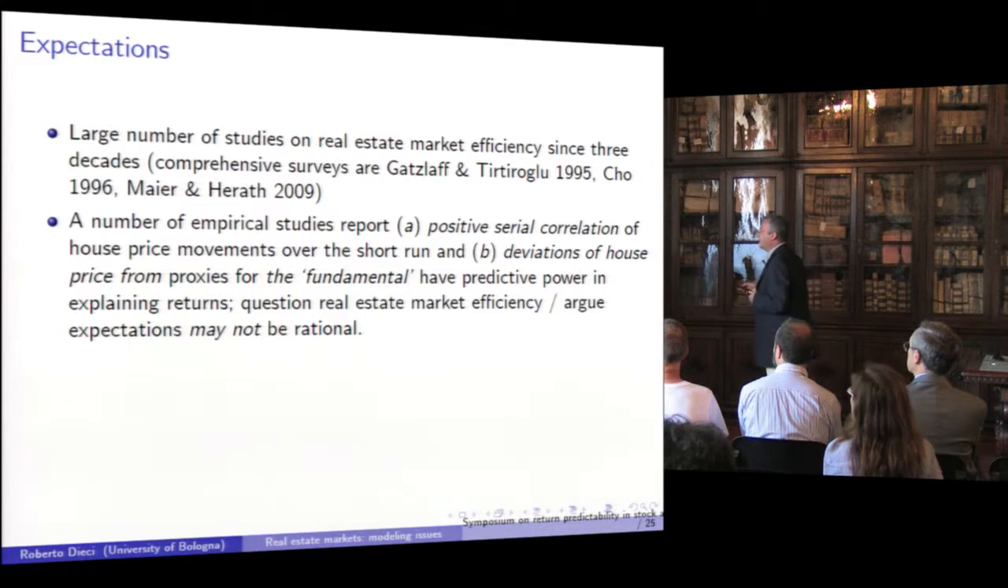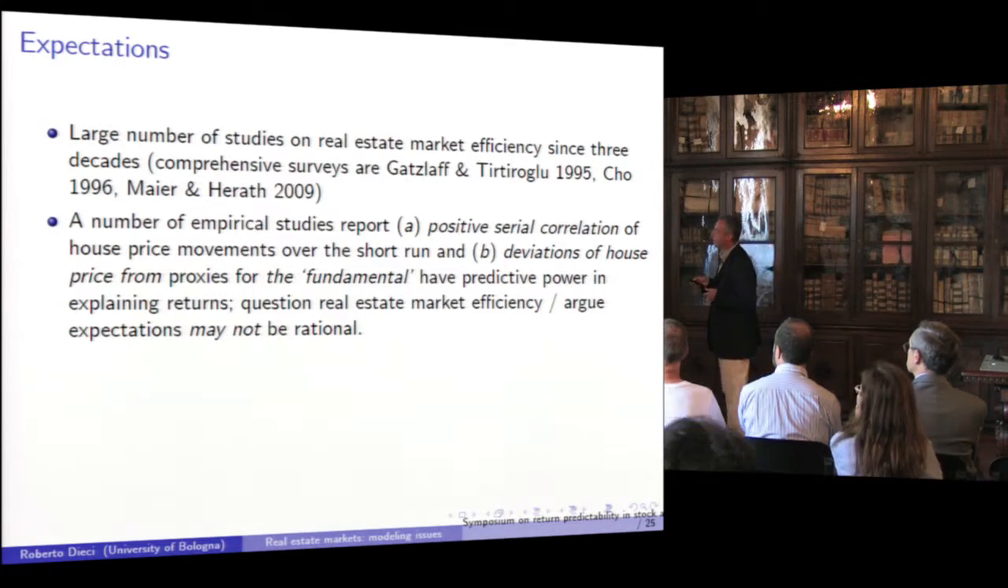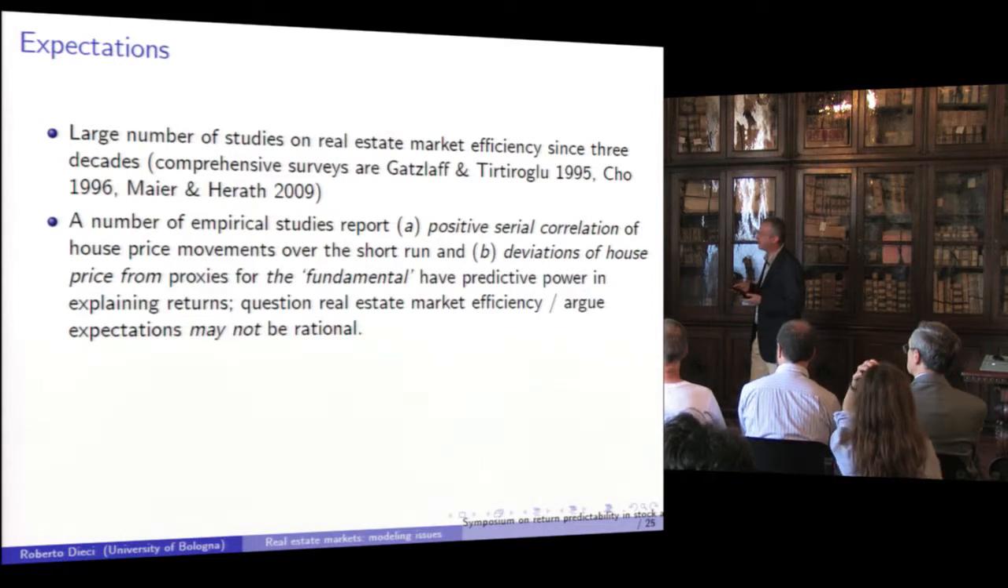A number of empirical studies report a positive serial correlation of house price movements over the short run. Some report a kind of mean reversion over the long run. And another fact is that deviations of house prices from proxies for the fundamentals have predictive power in explaining future returns. So a number of studies question real estate market efficiency and argue that expectations may not be rational.